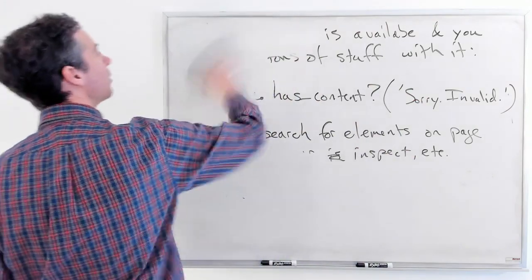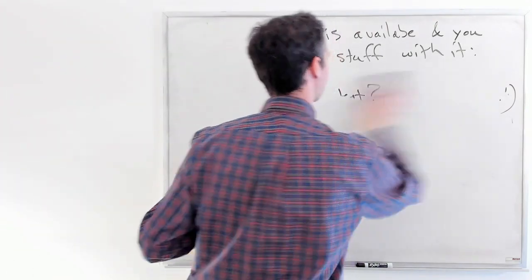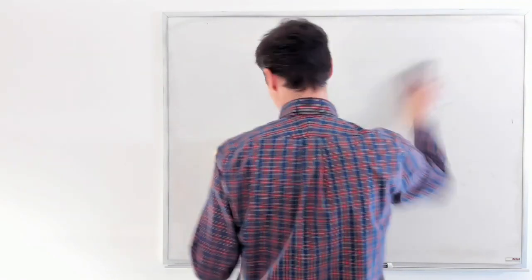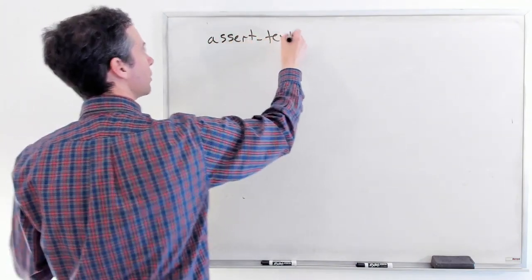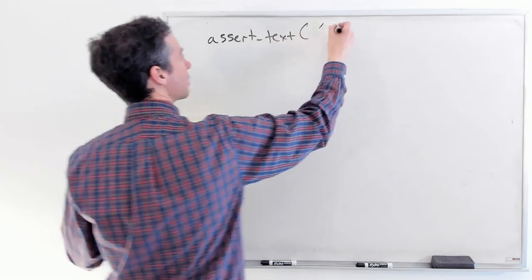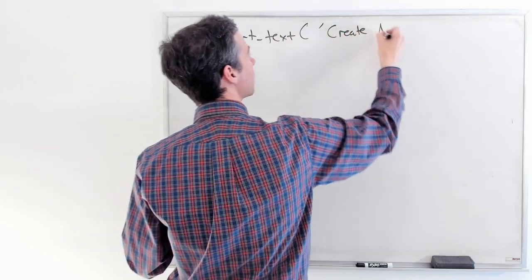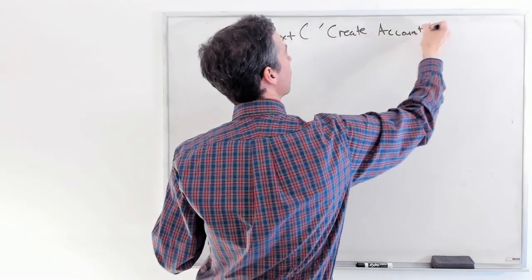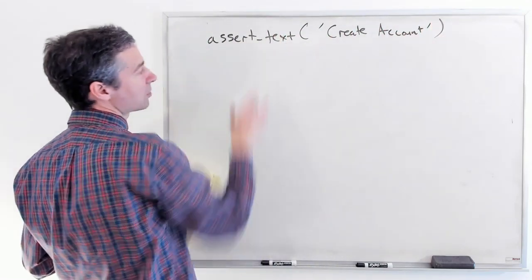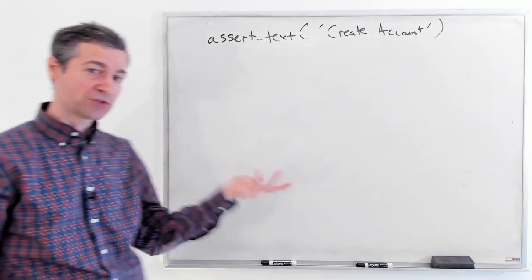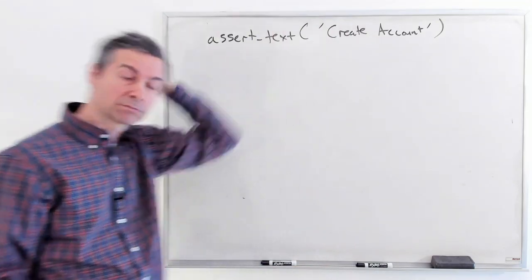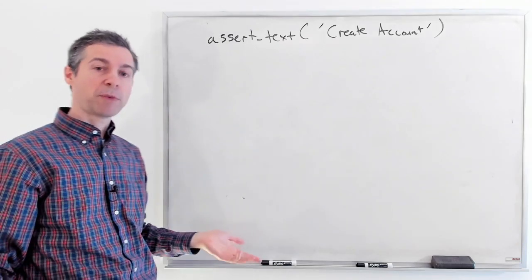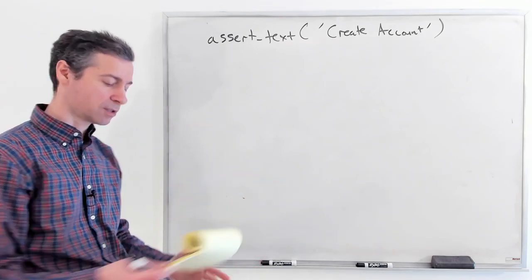Capybara has a whole bunch of other convenient methods to make your life easier. An example with this might be assert text. I keep talking about creating accounts. It's obviously an example I like, but this is a special assert that goes and searches the page for you and says, is there some text on it that says create account? And if so, it's passed the assertion. If not, it's failed and your test has failed.